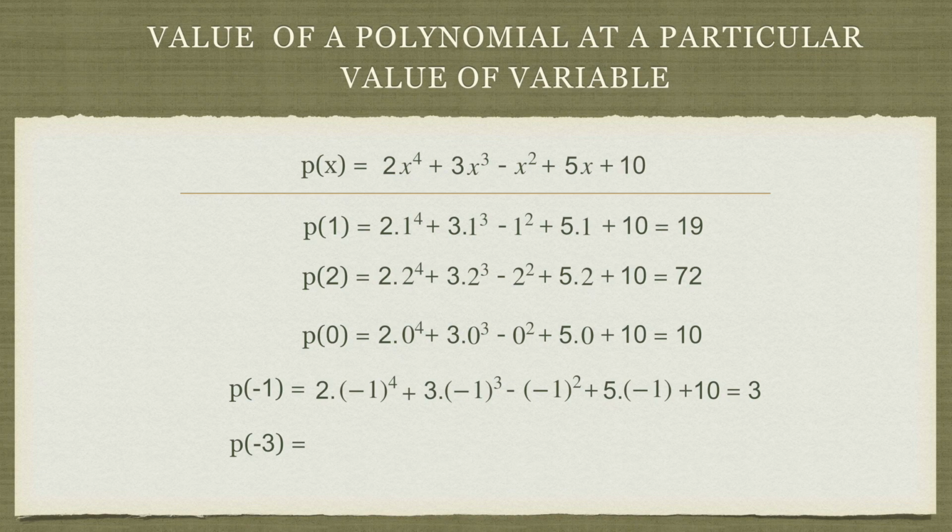And one last example, let's say the value of the polynomial at x equals minus 3, which is represented as p(minus 3). It will be done exactly the same way as we have done it four earlier times, and the value will be 67.